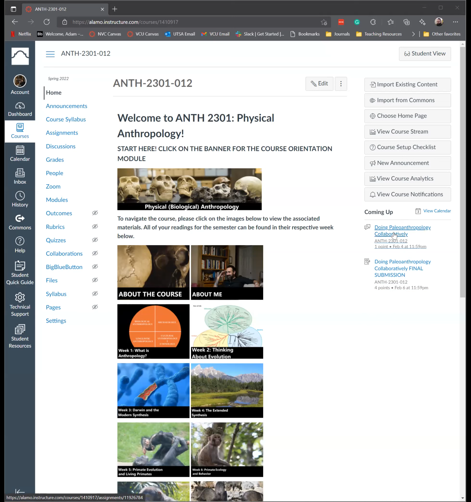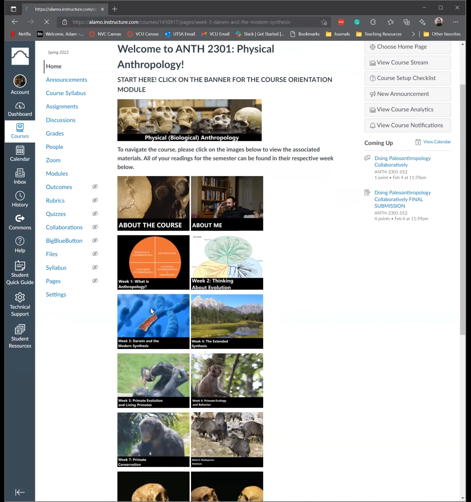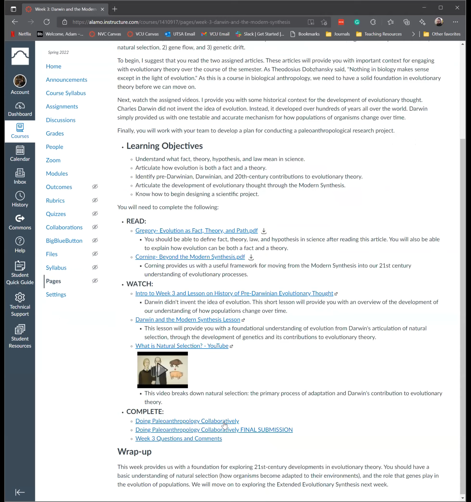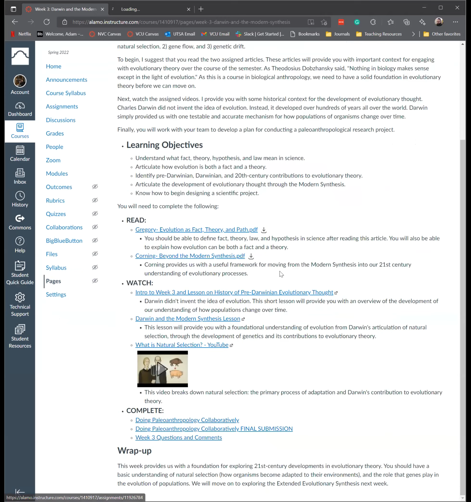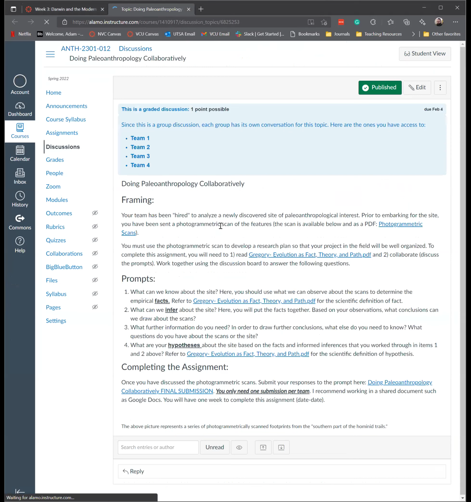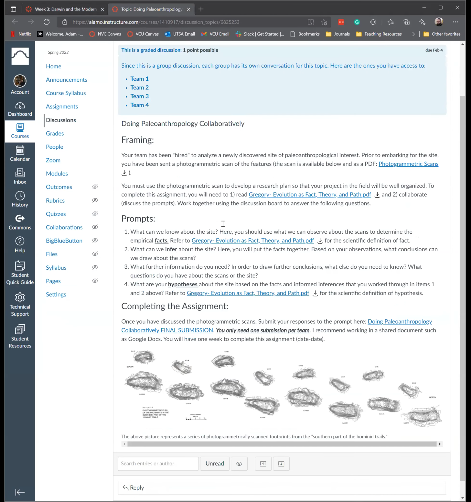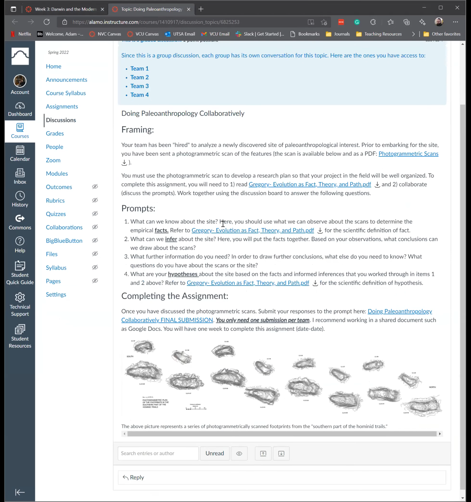So you have two assignments there that, well, it's really one assignment, but there are two different parts to it. So let's go ahead and open this up and give it a look. When you go into this assignment, not the final submission, but just the assignment itself, this is where you're going to be having a conversation about the scan that you have here.